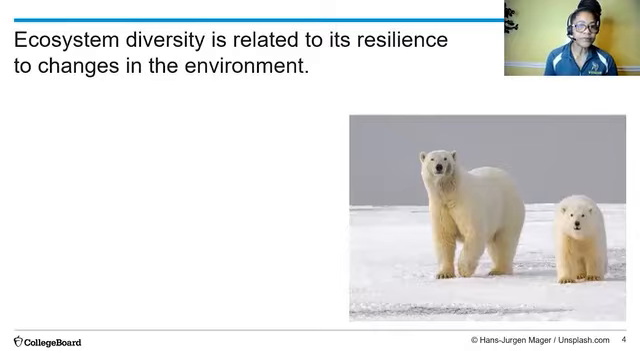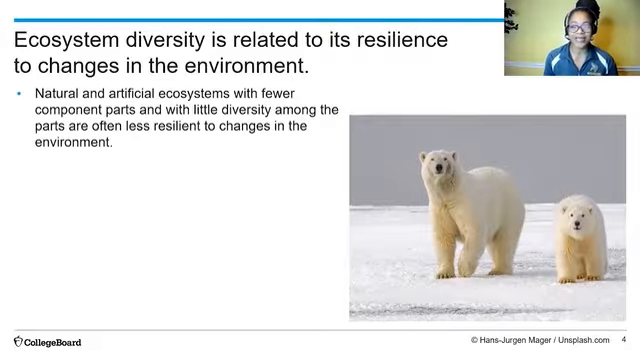So we're going to start off with making sure we understand that ecosystem diversity is related to its resilience to changes in the environment. Typically, the more diverse an ecosystem is, the more resilient it is to changes in the environment. So you see our little Arctic environment here with our friendly polar bears. In these types of environments in which the polar bear lives, there's not much diversity. So these environments are very fragile to changes. Minor changes can potentially cause a disruption in the entire structure of that ecosystem.